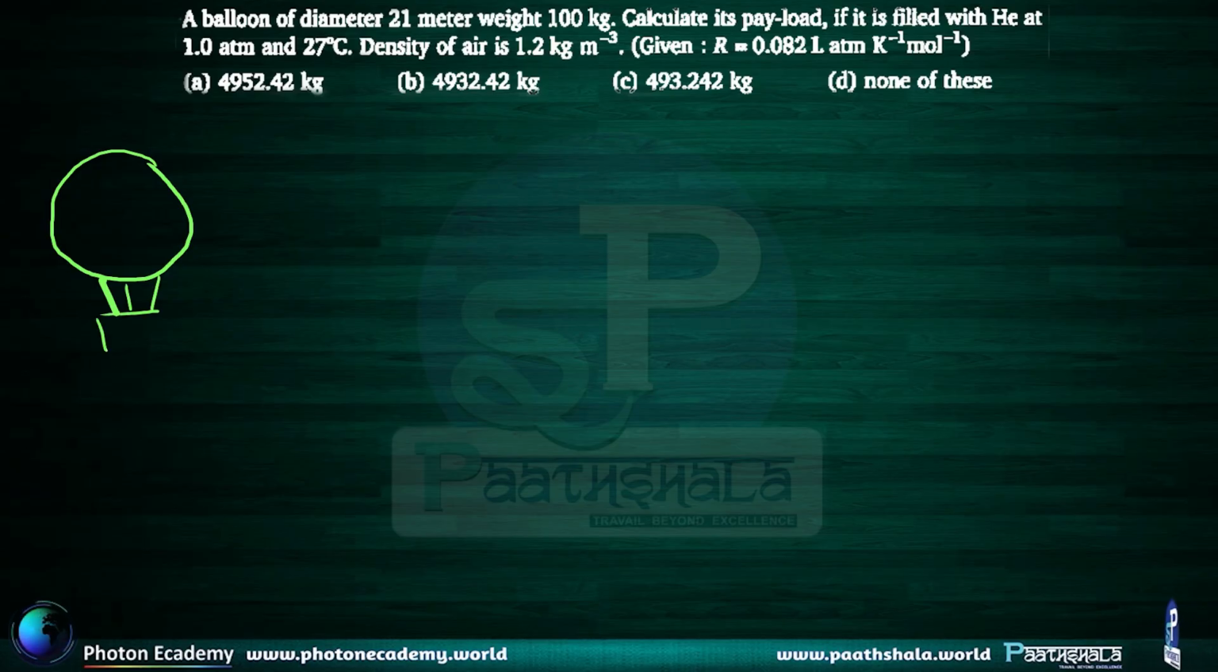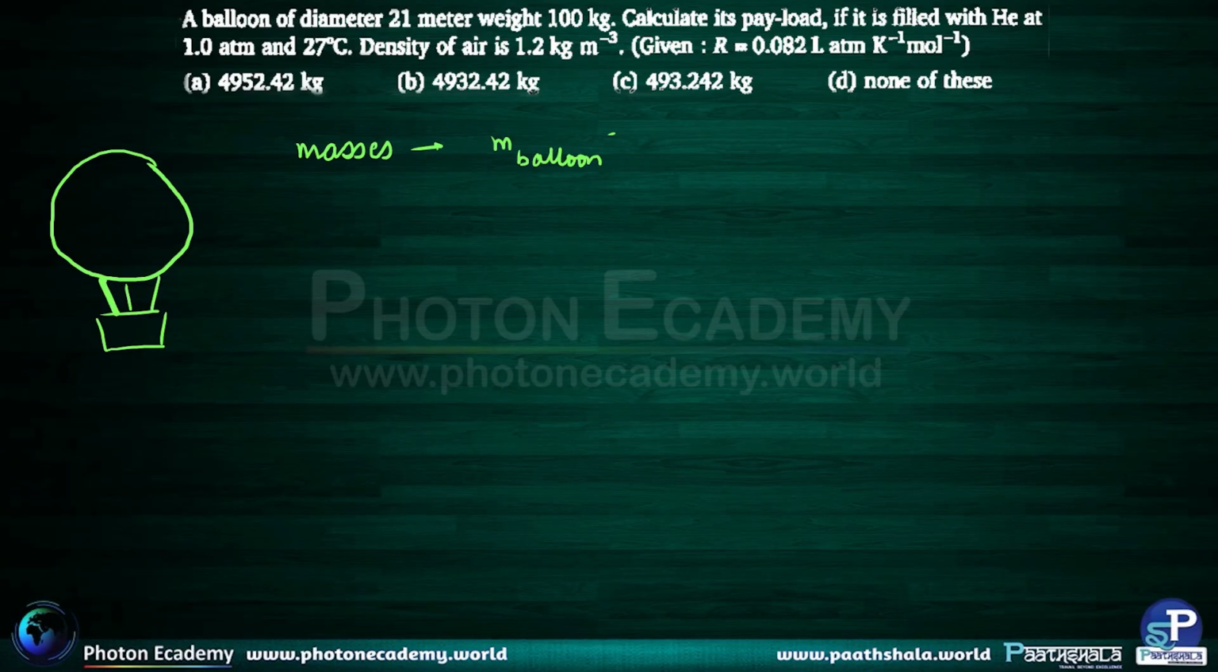And this is our payload. So first of all, let's write down all the masses we have. Mass of balloon is 100 kilograms. So its weight will be 100 into 10, that is 1000.